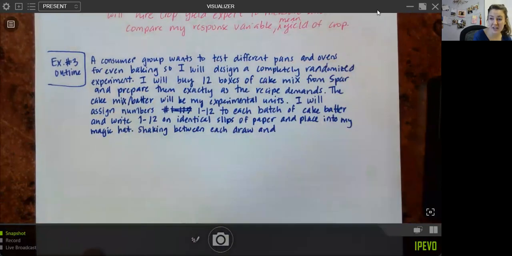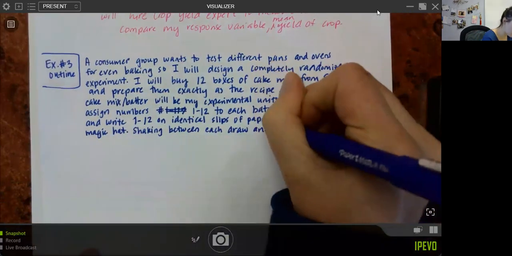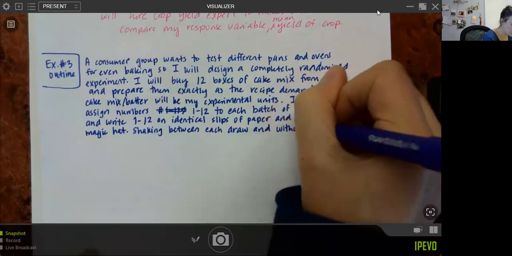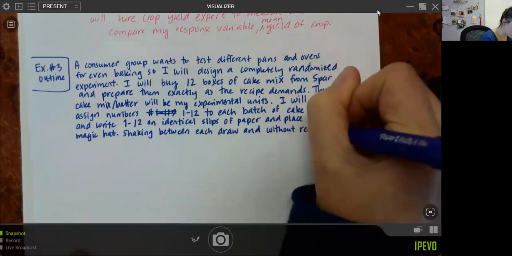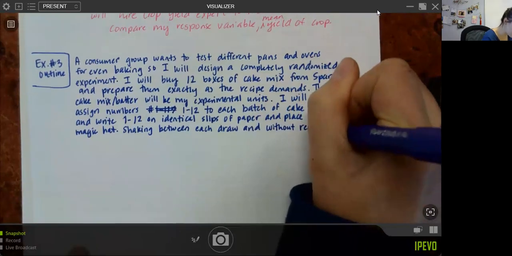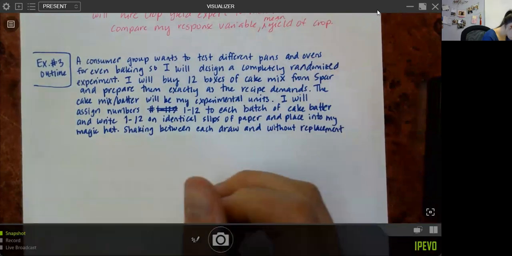And I have to talk about, am I going to replace or not replace? Wouldn't make sense to replace. Most of these experiments, you're not going to really be replacing because you want to get unique experimental units to each treatment group.